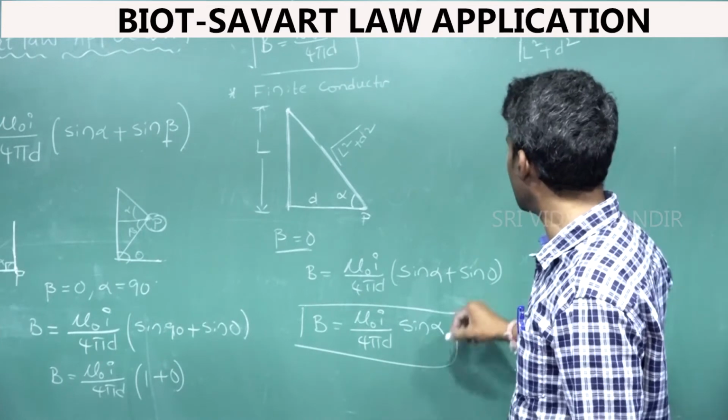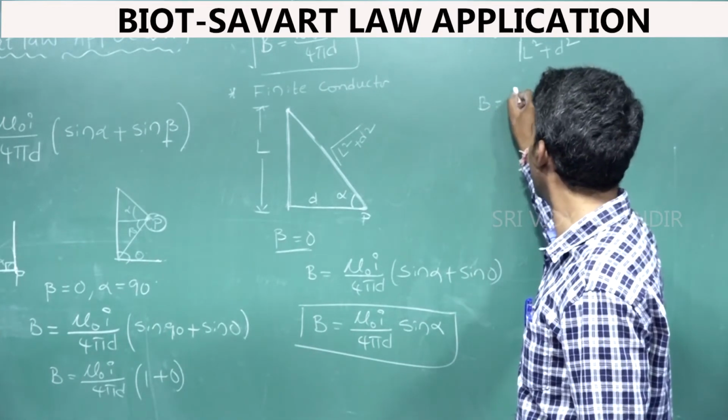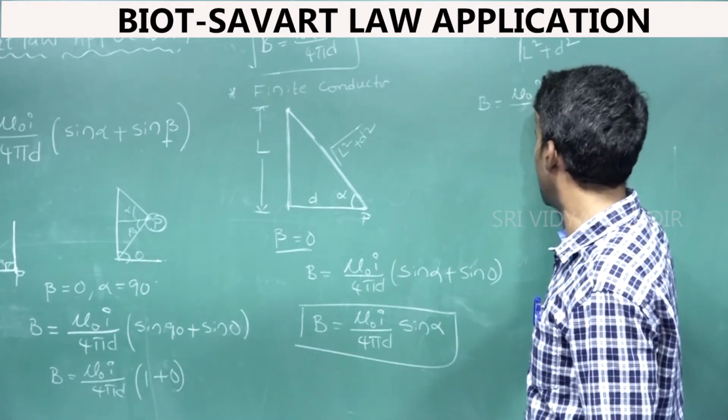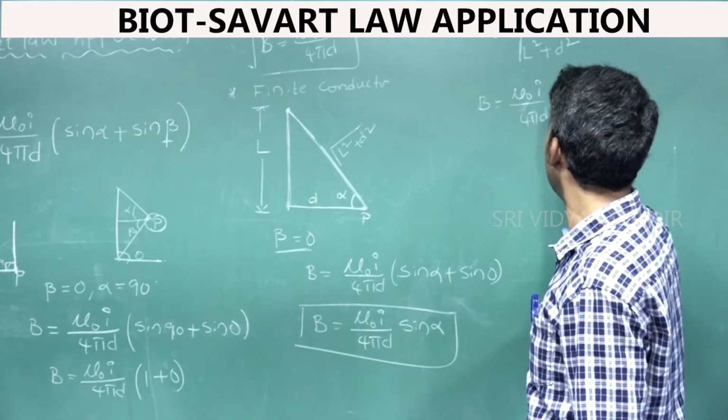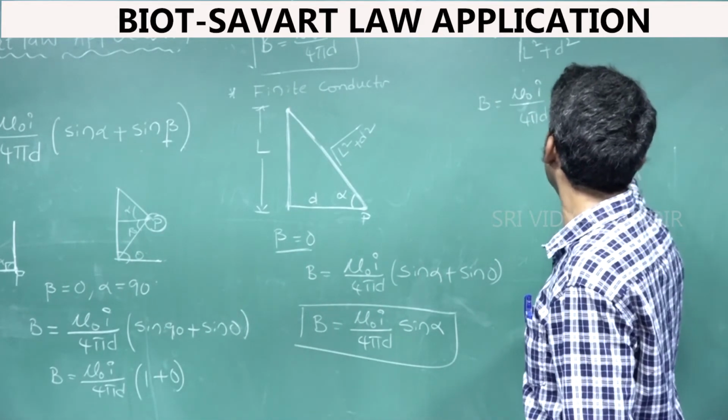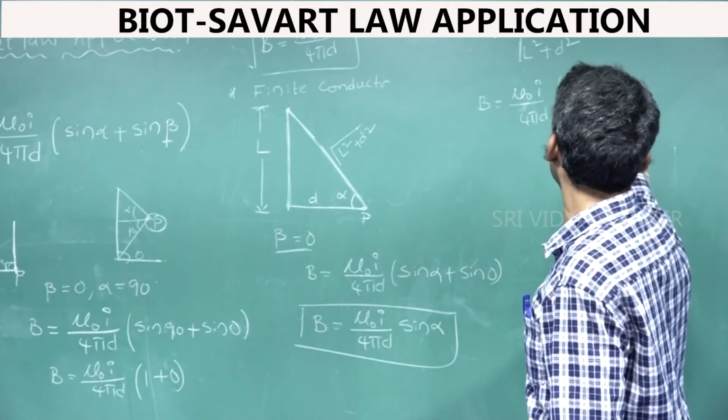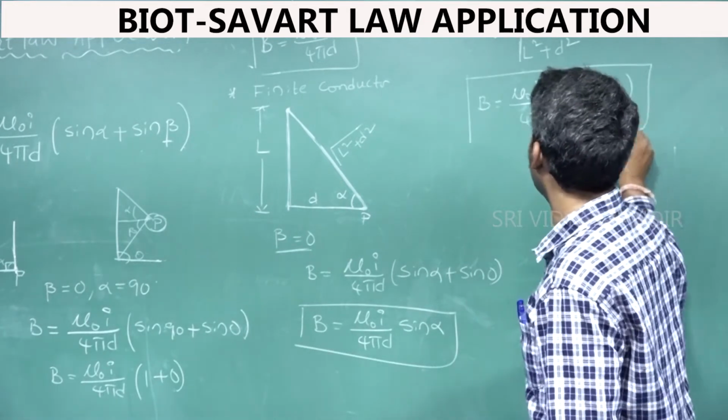Now substitute this equation here. B is equal to mu naught I divided by 4 pi D, into L divided by under root of L square plus D square. This is one more formula.